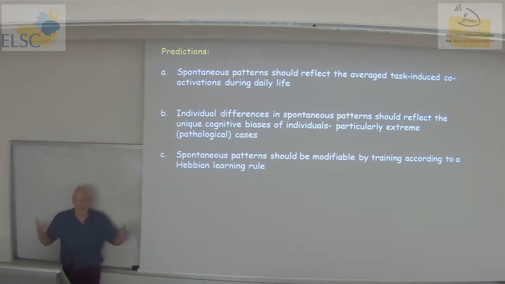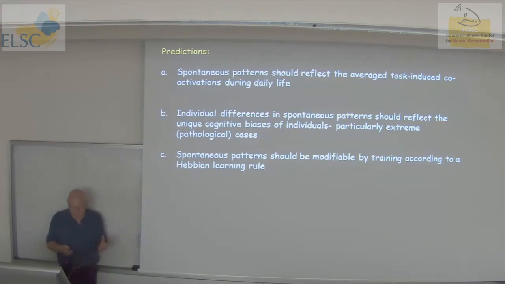So for example, if somebody is dyslexic and has a problem in converting visual images to language processes and so forth, we would expect this abnormality to be reflected during daily life in this problem of reading, but also when we ask this person to close their eyes, lie in the magnet, and we simply measure their spontaneous fluctuation.